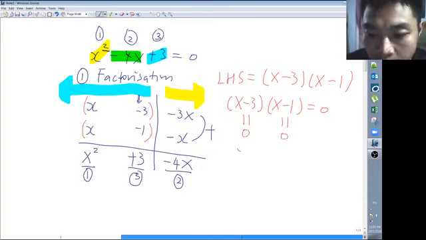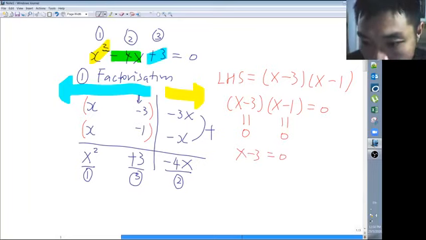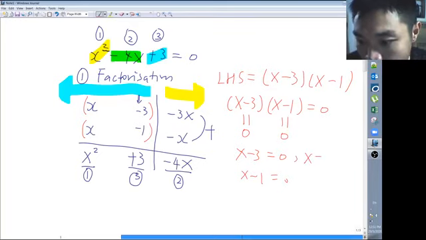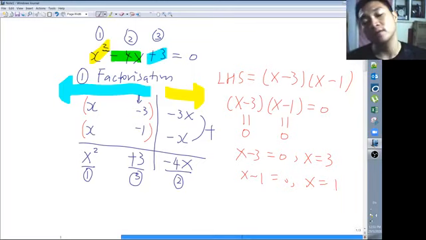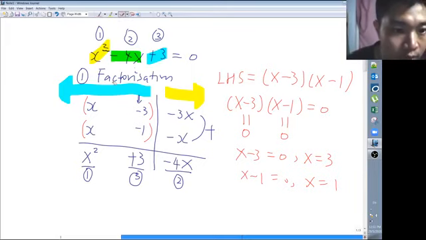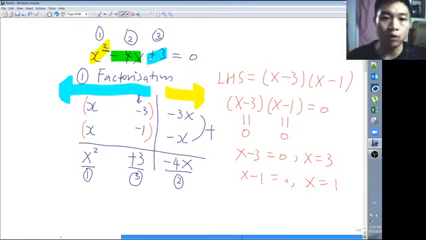So what do you get? x minus 3 equals 0, x minus 1 equals 0. So for this x is equal to 3, and for this x is equal to 1. So this is a second example to demonstrate how we can use the factorization method to solve quadratic equations. I hope with these two examples, you have a good understanding of how we can use the factorization method, which is just one of the methods to solve quadratic equations.